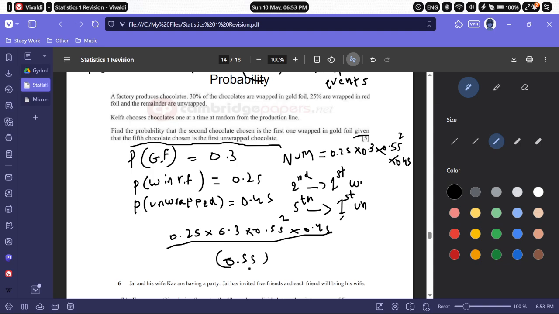0.55 raised to 4, times the fifth one is the first unwrapped, so 0.45. If the second chocolate is the first one wrapped with gold foil, then we can be sure that the first chocolate is wrapped with red foil, because the first unwrapped is the fifth one and the first wrapped in gold foil is the second one. That leaves the one wrapped in red foil, and the third and fourth can be wrapped in anything. And this would give you your final answer.